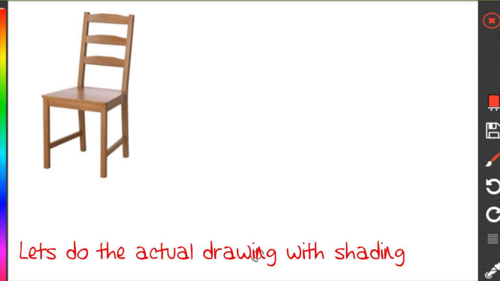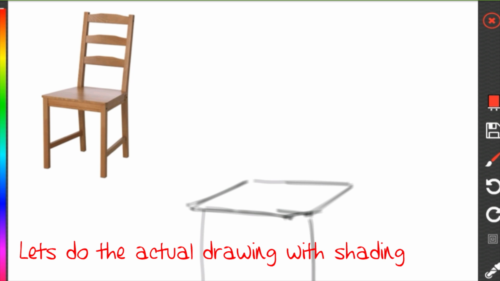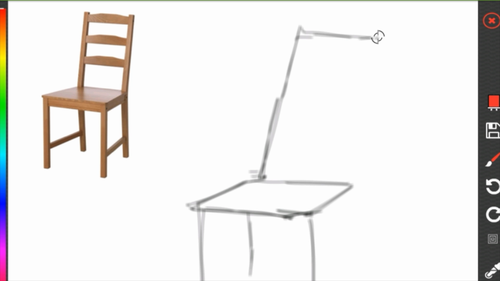So this looks a little better, even though the slant of the back is slightly off. So we can do the actual shape again, redo the shape, and then attempt to do the shading, which will make the chair look a little 3D. So we start off with the seat, outline the seat. Back as well, again focusing just on the shape.